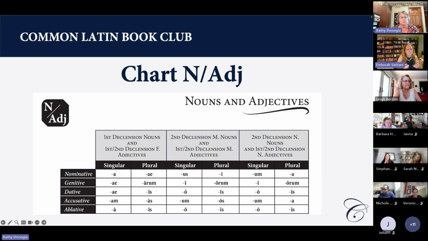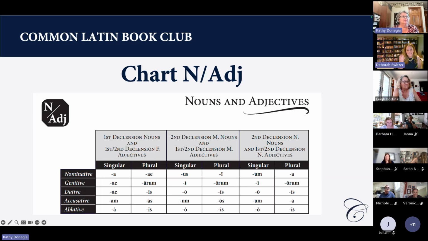All right. So Babs, could you say the second declension masculine endings for me? Could you read them down the chart? Yes, I'm fighting the urge to not sing a song. Us, e, o, o is the singular. And then plural. Yep, go ahead. Okay. E, orum, is, os, is.